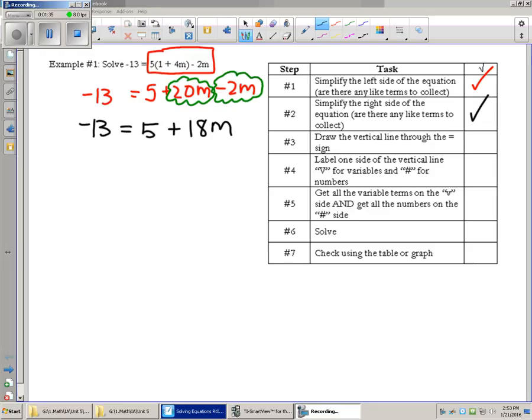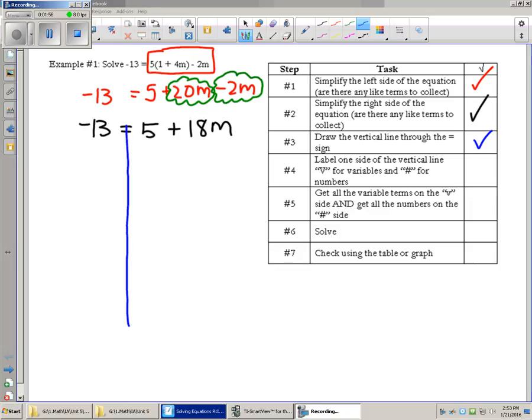So step 3 says to draw a vertical line through the equal sign. So this would represent a balance, telling me that the left is equal to the right. So step 4, now that we're done with 3, is asking us to label one side of the vertical line V for variables and then number for numbers.